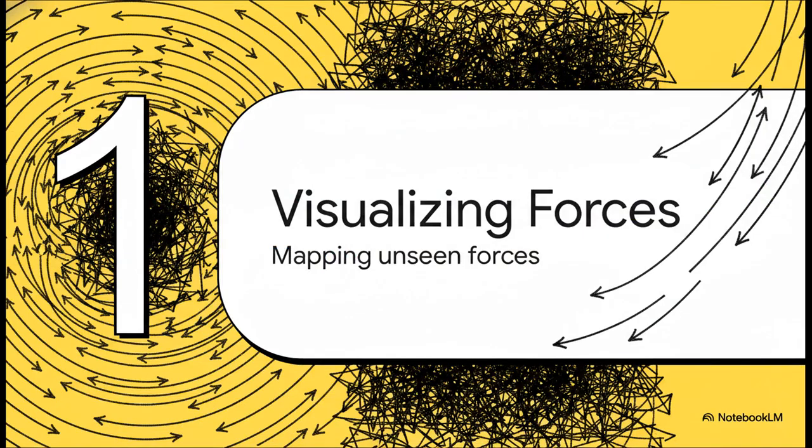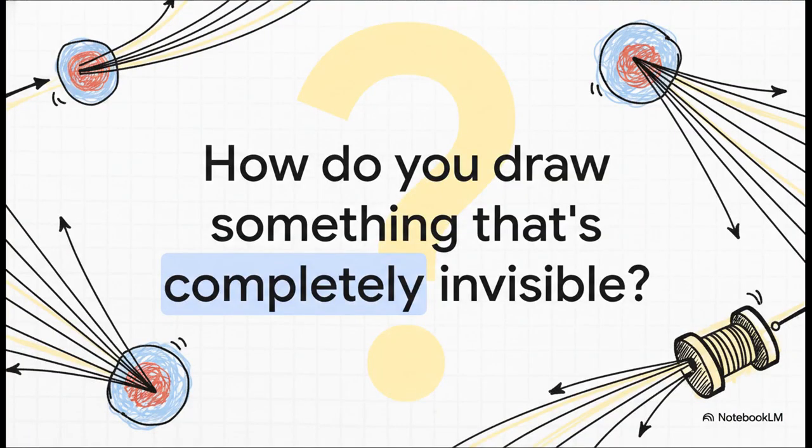You know, the real challenge here is that an electric field exists at every single point in space around a charge. If you tried to draw an arrow for the force at every point, well, your page would just turn into a big black smudge. We need a smarter, more elegant way to do this. And that is the central puzzle.